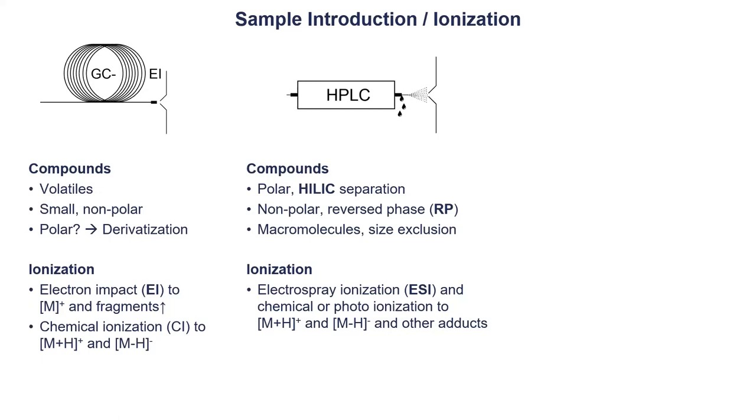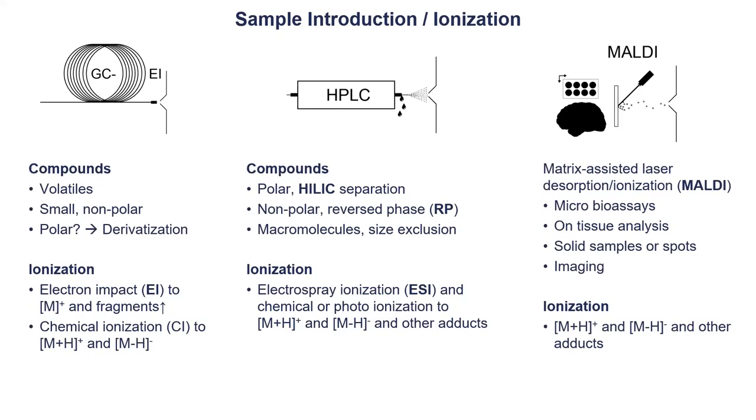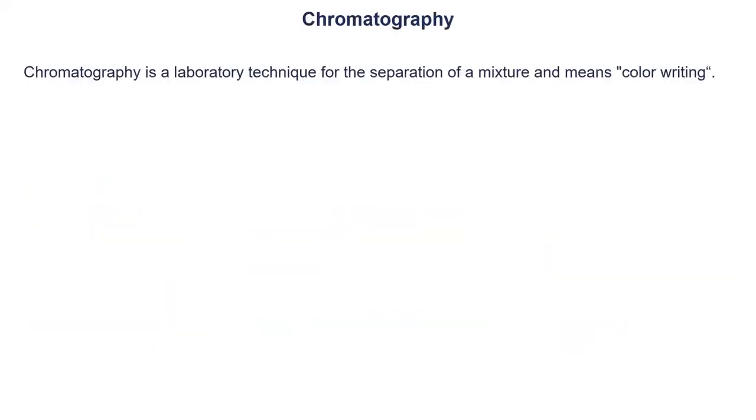So here we see mostly M+H or some other adduct like sodium, for example, or ammonium, depending on what you also use in your buffers. And then we have MALDI, which is a very nice technique where you can use your tissue sample, for example, and analyze it directly on your thin section. Here the ionization is also soft, so you also see M+H adducts, and maybe also other adducts depending on the matrix that you have in your tissue itself.